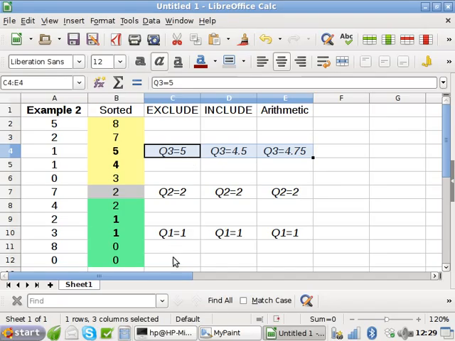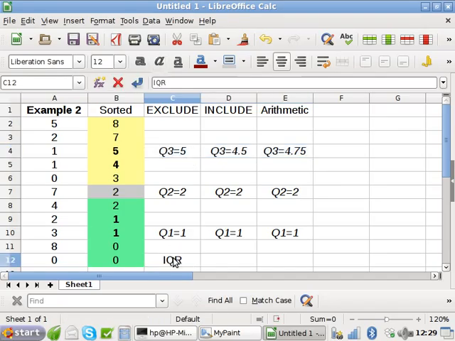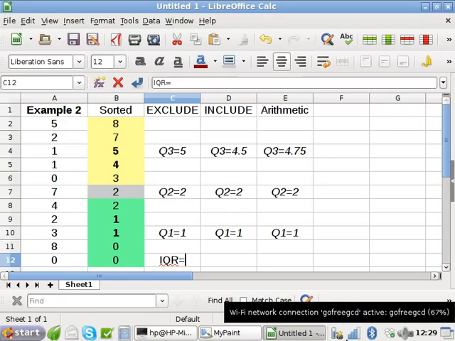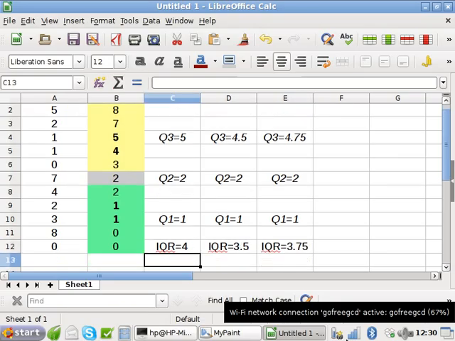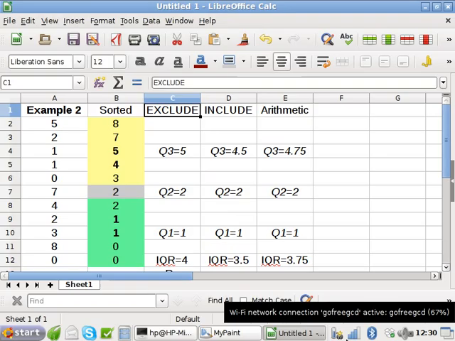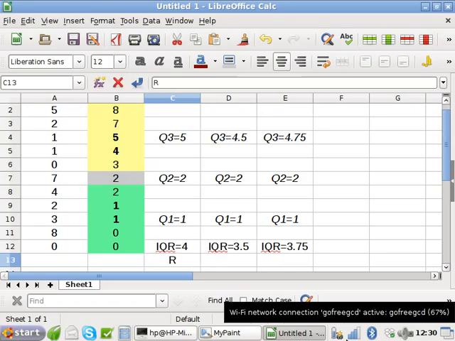Okay. And what's the interquartile range for each of these? So for the first method, what is it? Interquartile range? 4. Second method? 3.5. And last method? 3.75. And what's the range for the first method? 8. And the second method? 8. And the last method? 8. So the range is 8 for all of them.